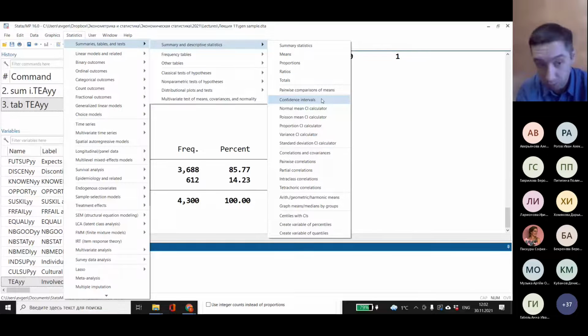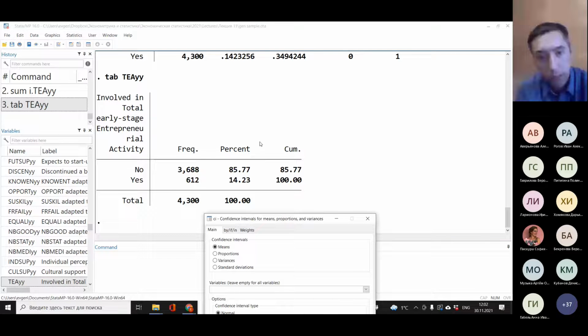Confidence intervals, because we don't have a task, we have to process some spreadsheet data. And now we should, wait.